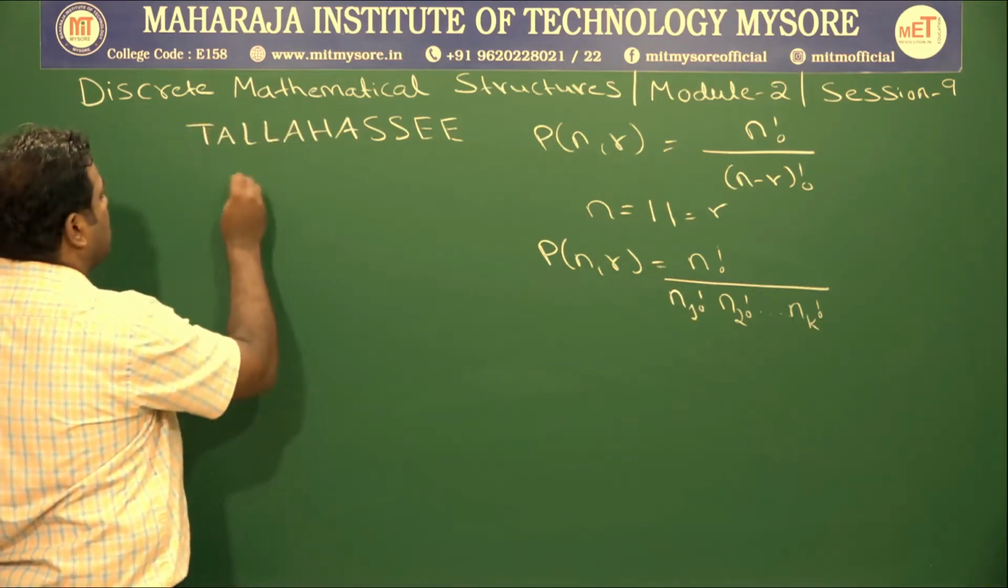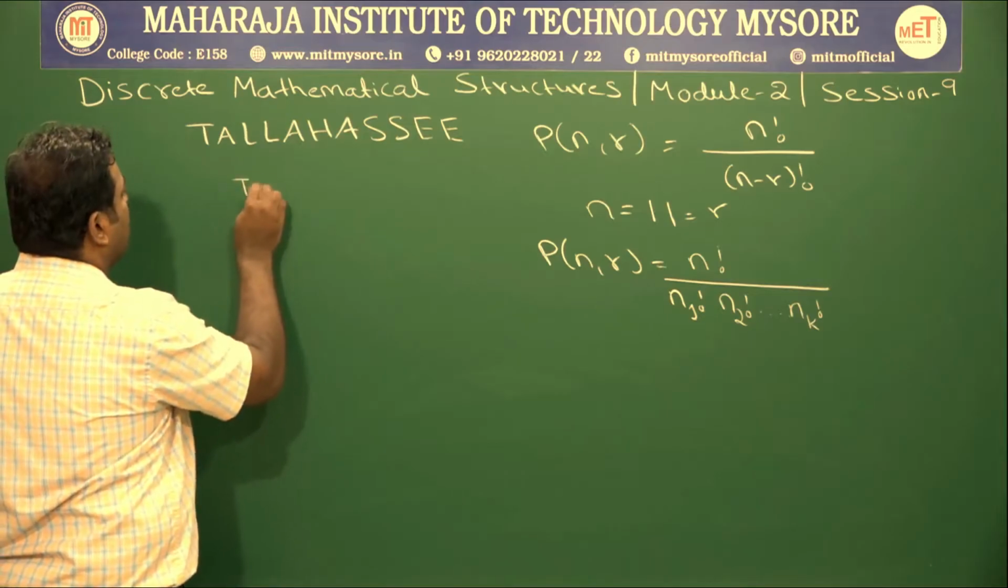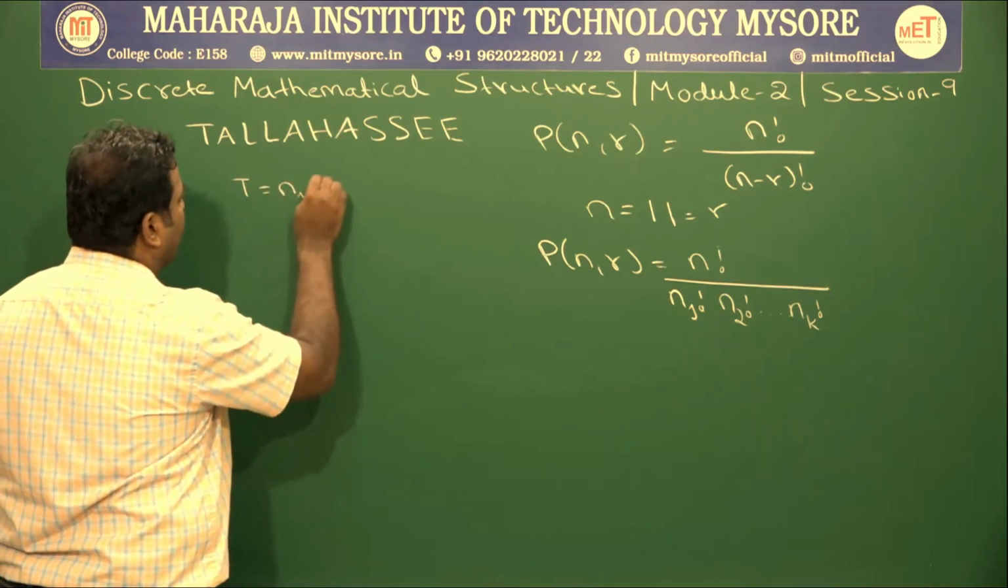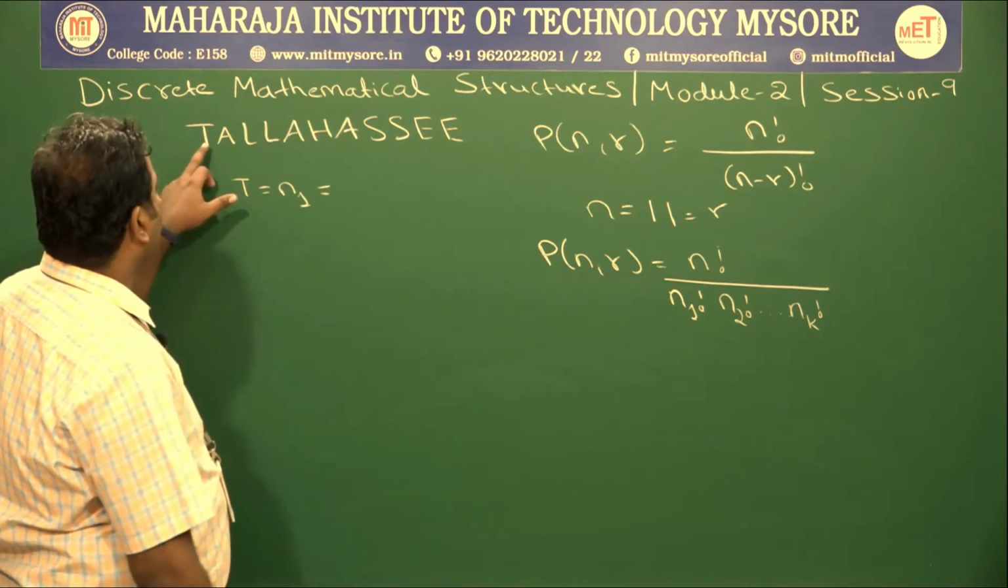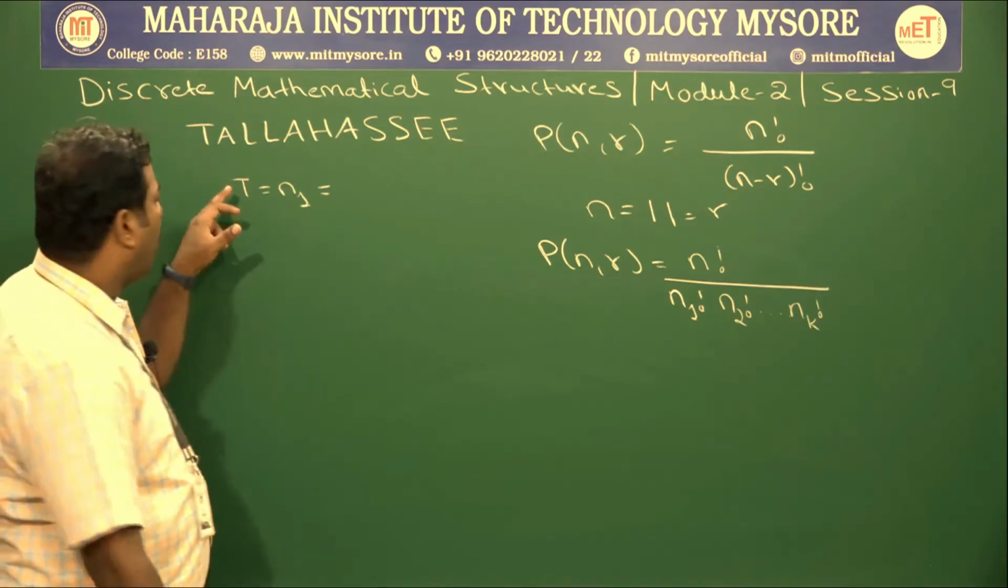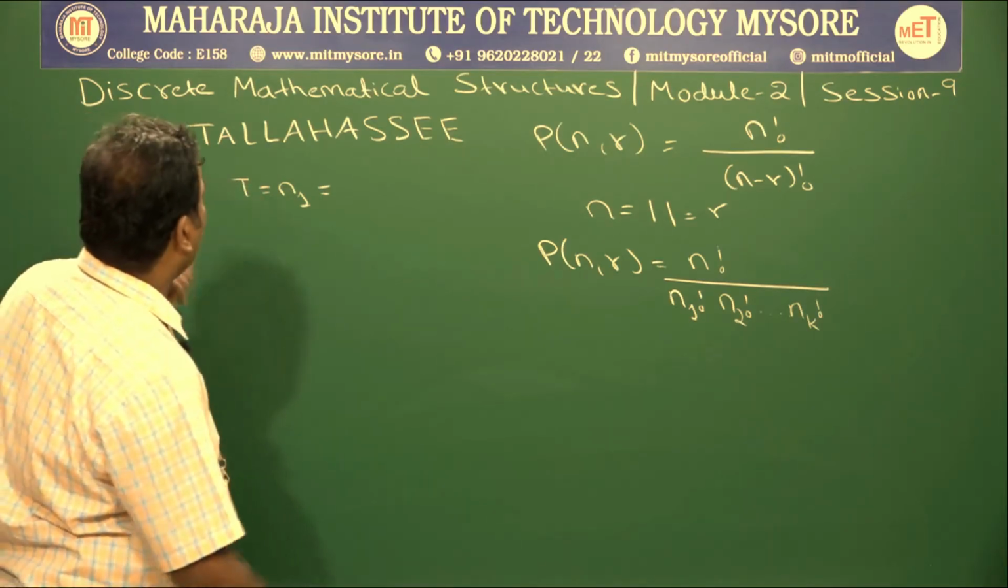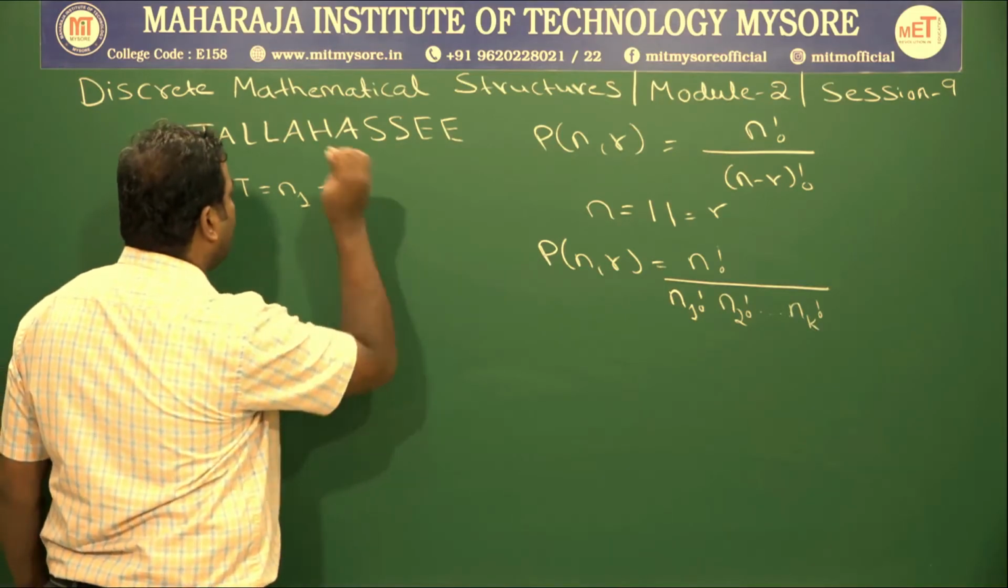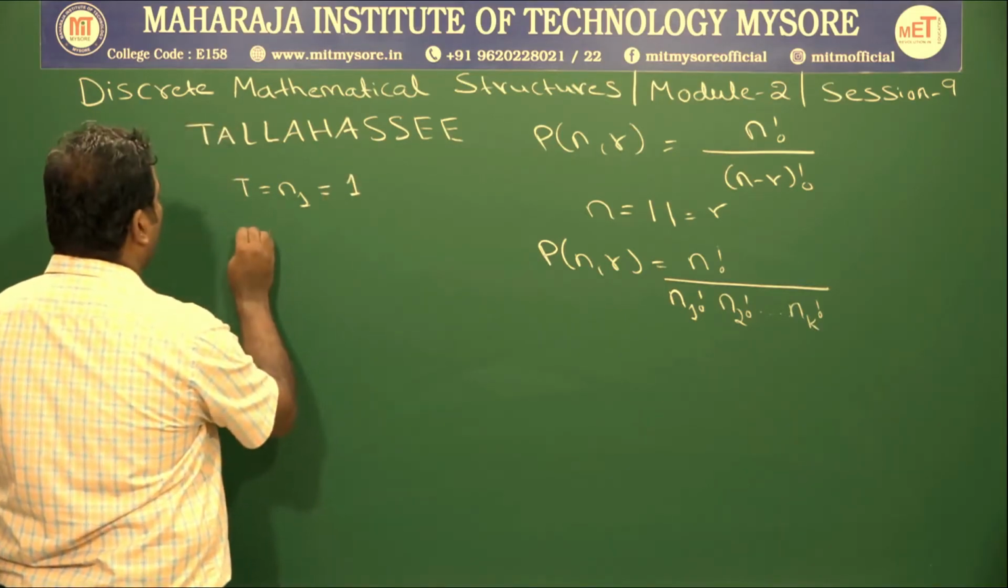For that, we take T, which will stand as N1. How many T's are there here? The frequency of T's is 1, so N1 is going to be 1. Now what about A?